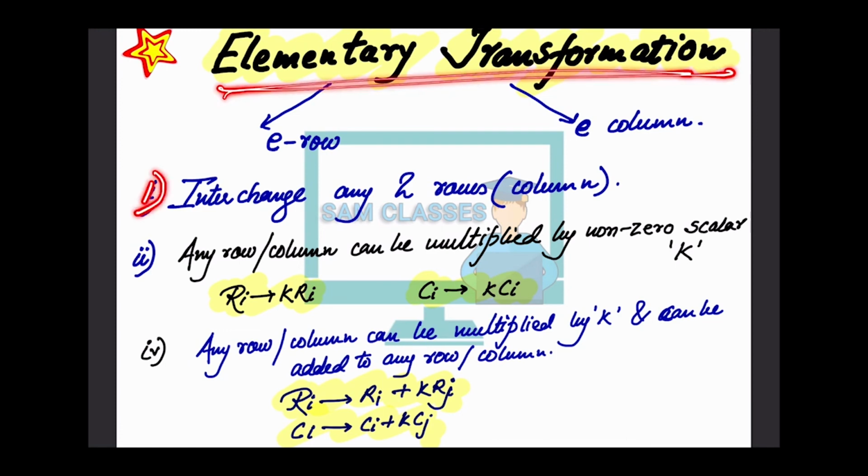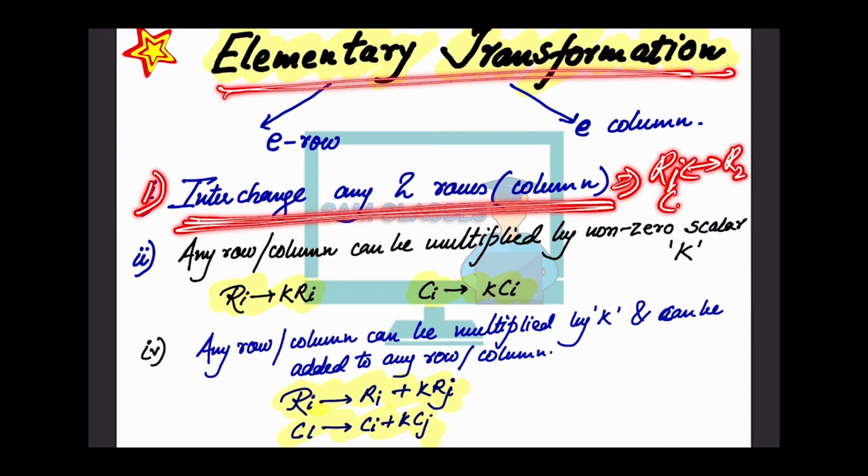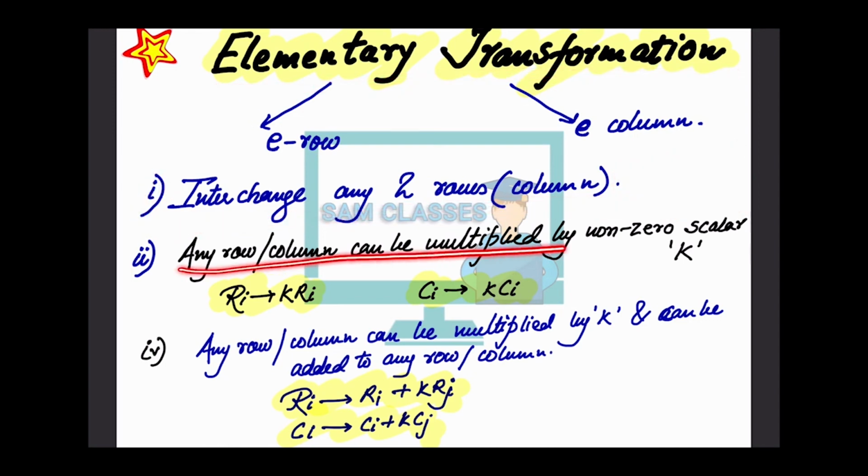Now, elementary transformation, friends. First thing what we can do, we can interchange any two rows or columns. Means row 1 can be interchanged with row 2, or column 1 can be interchanged with column 2. Pretty simple. Now, any row or column can be multiplied by a non-zero scalar. You take row 1 and multiply it by 2. That's simple. Or you take a column C2 and multiply C2 by 5. Whatever you want, you can multiply.